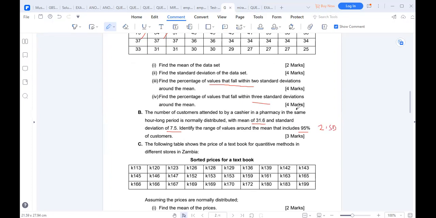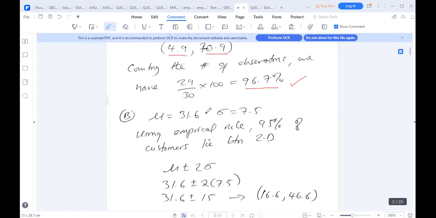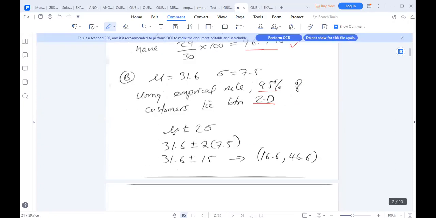So since our empirical rule captures 2 standard deviations, we're going to use mean plus minus 2 standard deviations. Where there's a mean, we've been given 31.6. Where there's our standard deviation, we've been given 7.5. So the 7.5 is the standard deviation. The 2 is coming from the empirical rule.